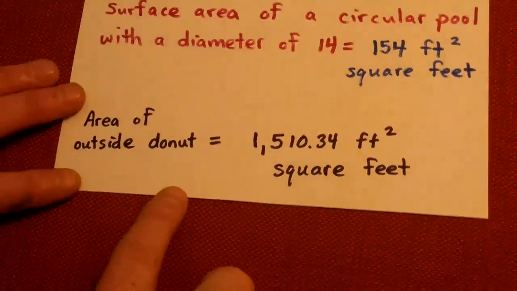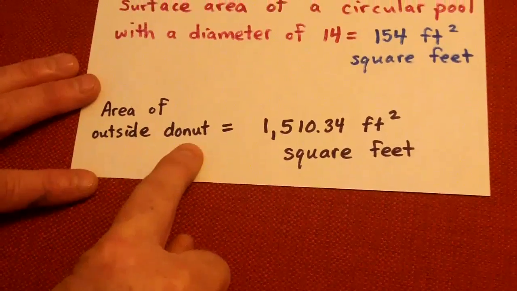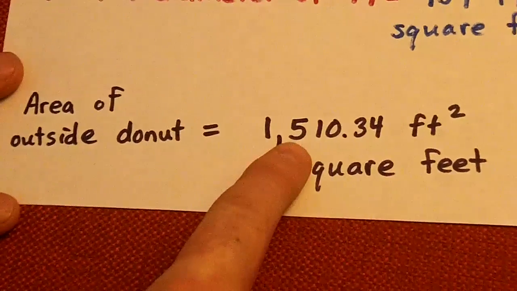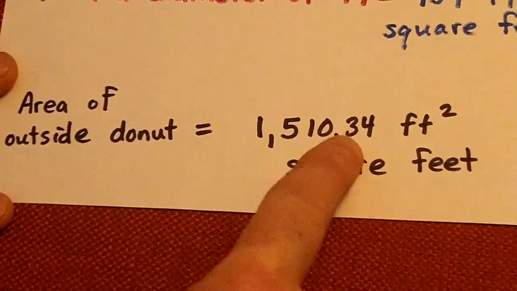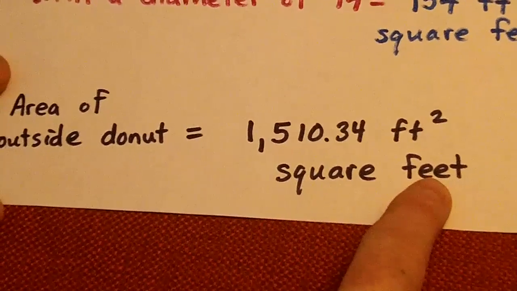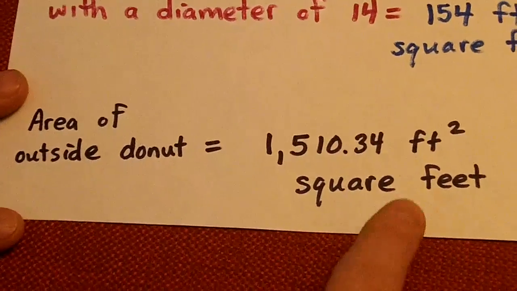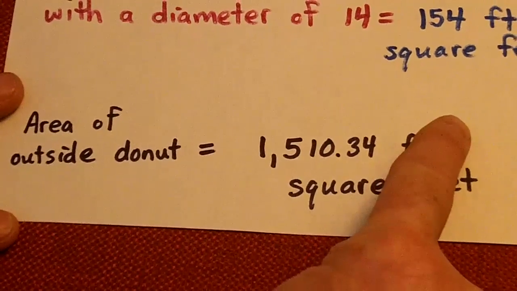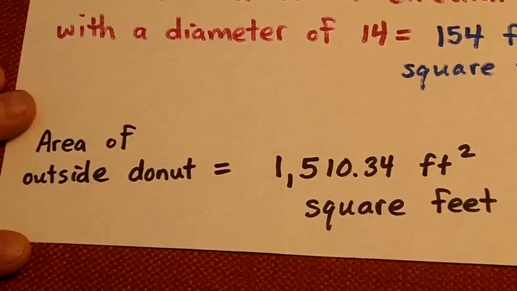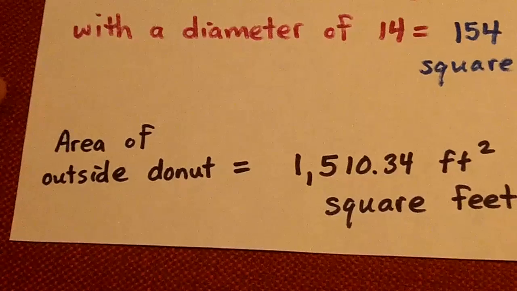And then our last one, the area of the outside donut, was 1,510.34 square feet. We write square feet as feet squared. If it was centimeters, it would be cm with the raised 2. Okay? I'm hoping that was a good lesson.